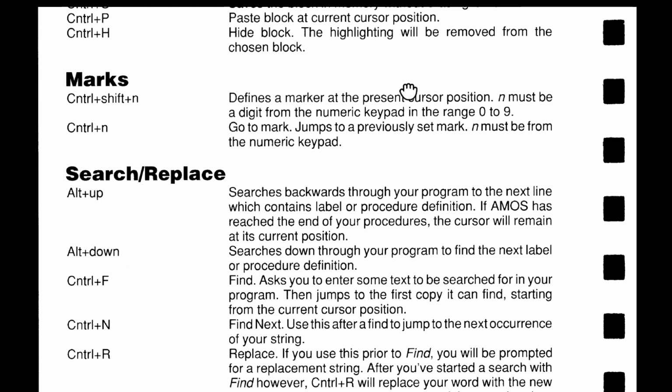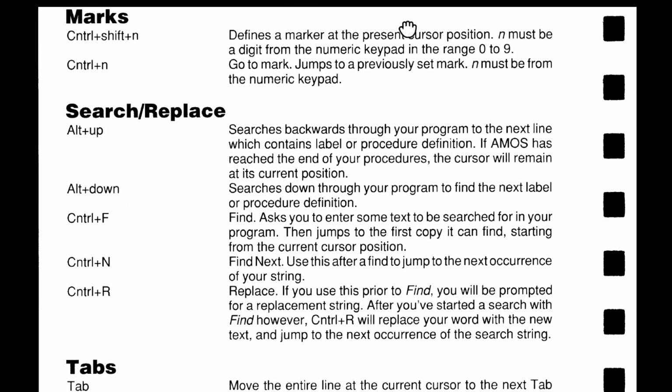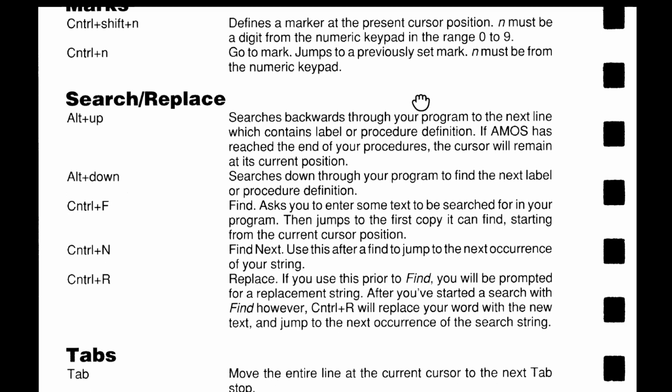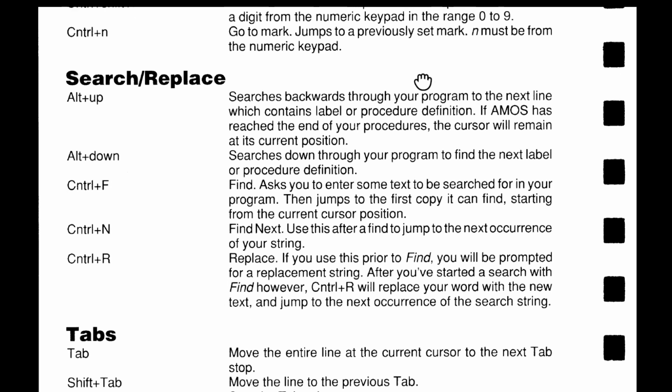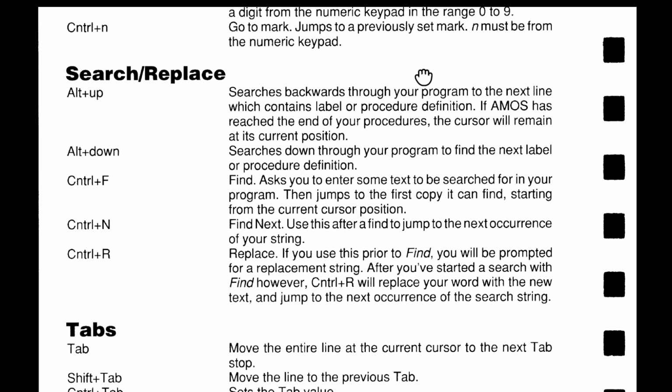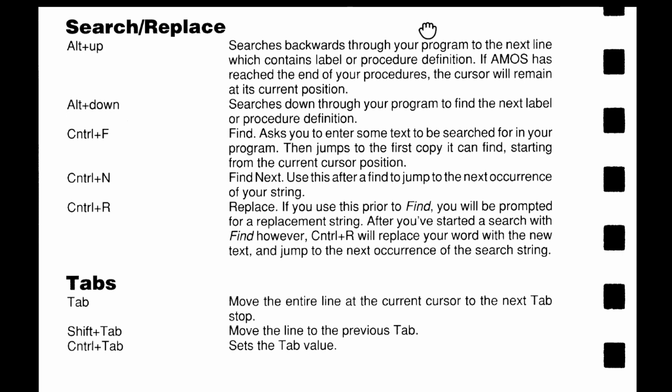Hide block. The highlighting will be removed from the chosen block. Defines a marker at the present cursor position. N must be a digit from the numeric keypad in the range 0 to 9. Go to mark. Jumps to a previously set mark. N must be from the numeric keypad.